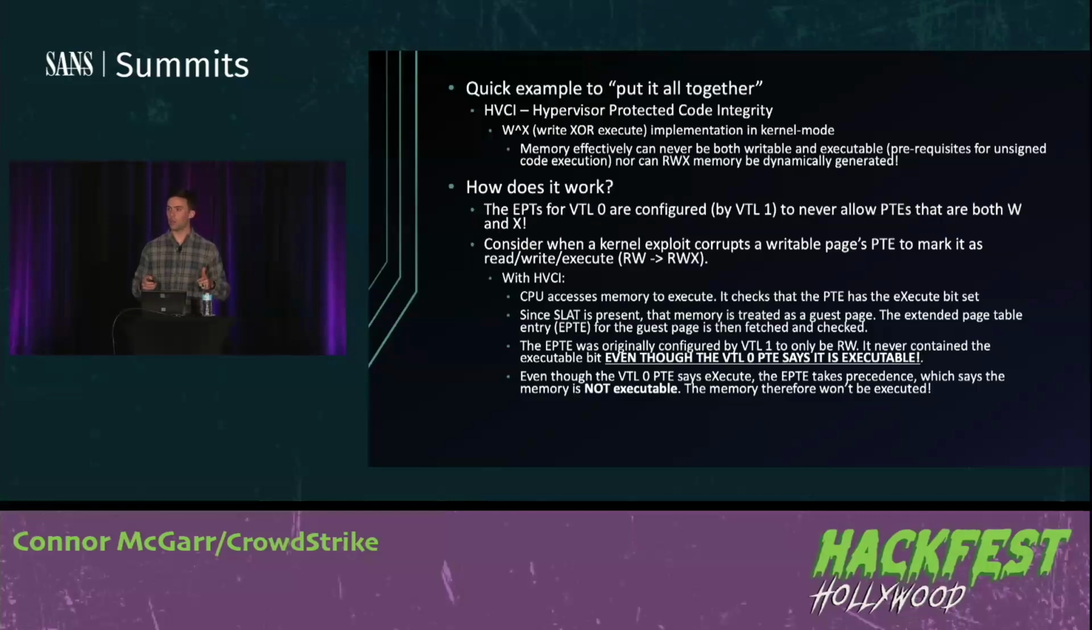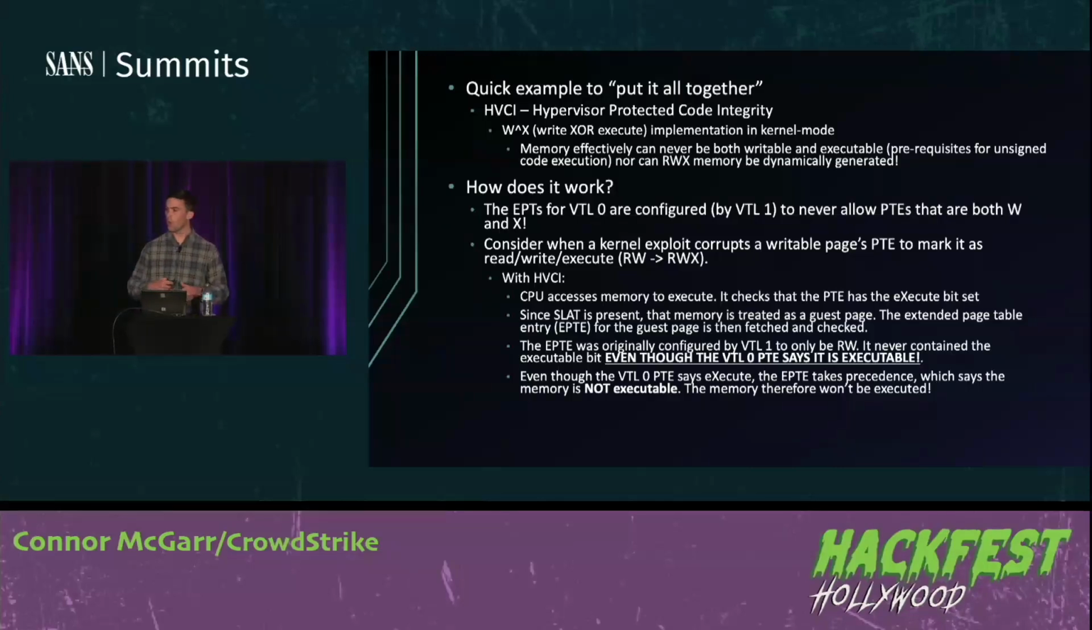HVCI never allows that scenario to occur by instrumenting all of the VTL0 extended page tables never to contain both the write and the execute bit at the same time. So what does this mean for a situation like we saw earlier, where an attacker can corrupt a page table entry to mark the user bit as supervisor? In this case, marking the execute bit as cleared, allowing execution to happen. Well, what would happen is the CPU would access that memory to execute it, and it would say, hey, this PTE, this page table entry, it says it's executable.